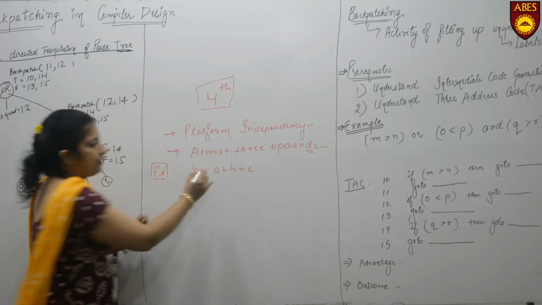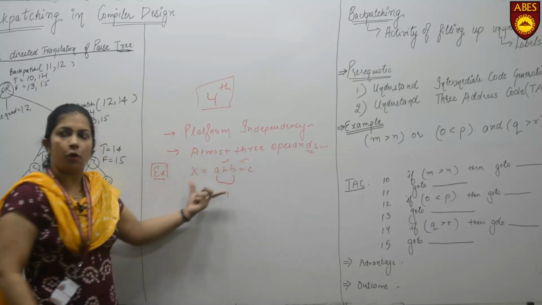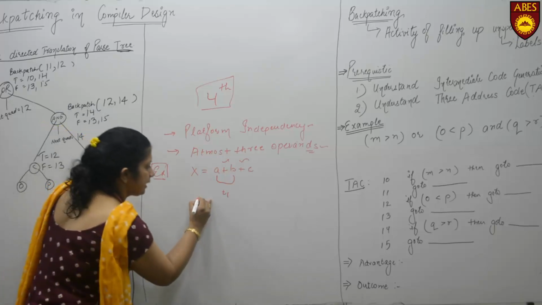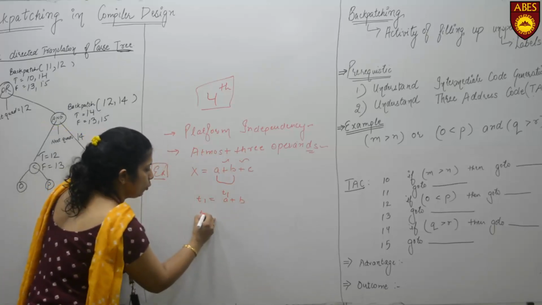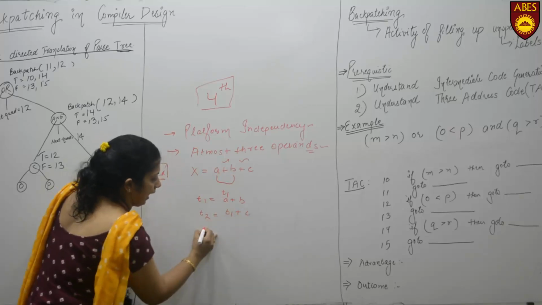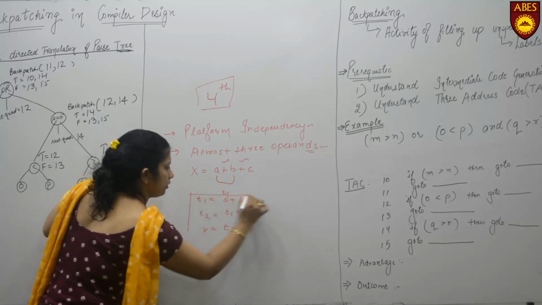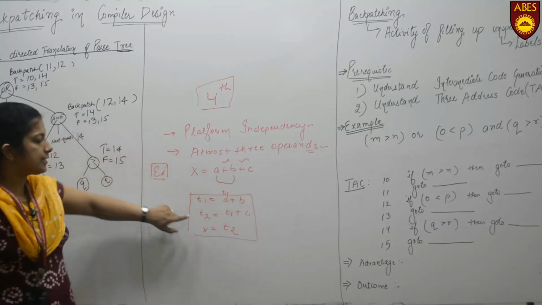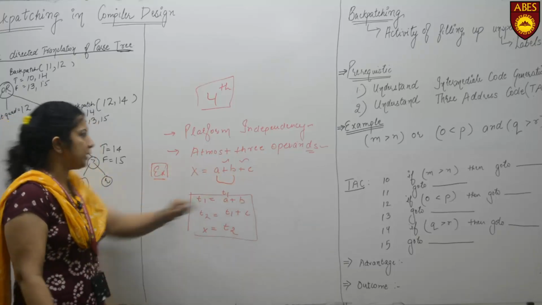we take temporary registers to divide it into the form of 3 operands, that is T1 is A plus B, T2 contains T1 plus C, and X is T2. This is the 3 address code for this assignment statement.